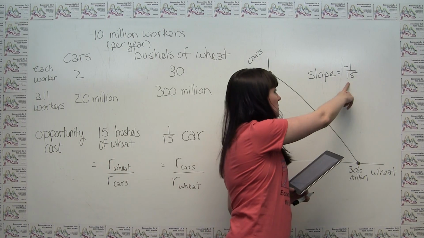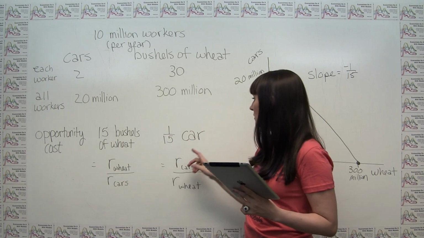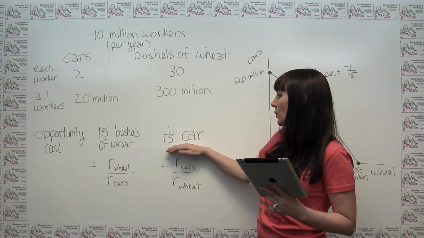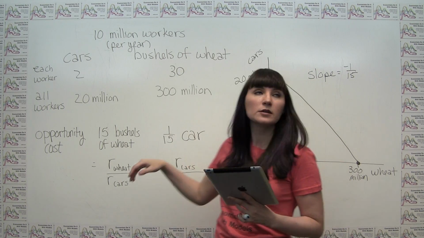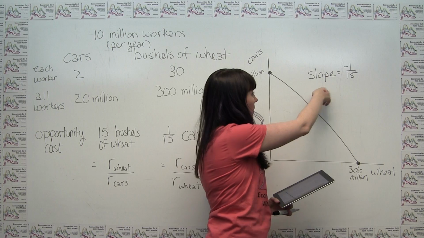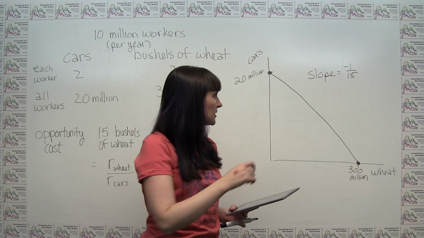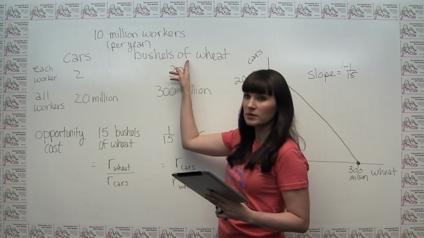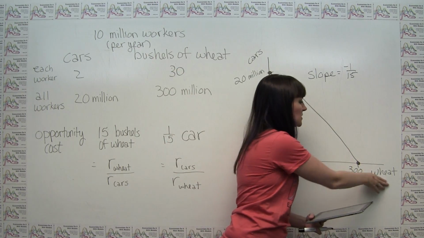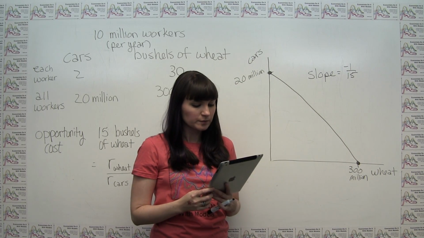Well, check this out. The slope, or at least the absolute value of the slope, is equal to this opportunity cost here. So we can think about what's going on, that the slope of our production possibilities frontier is actually the opportunity cost of, well, in this case, wheat, in a more general sense, the thing that's on the x-axis. So it's just helpful to think about.